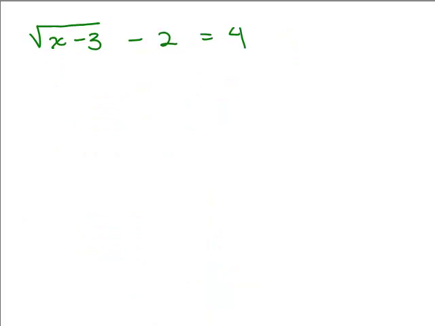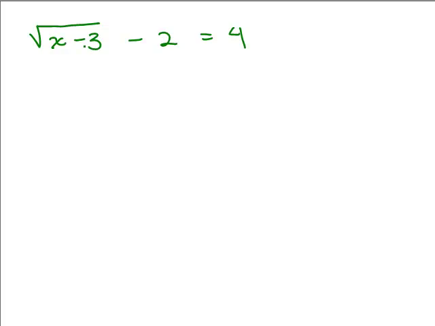All right, here's another problem. The square root of x minus 3, minus 2 equals 4. Well, the problem with trying to square both sides is I have a binomial on the left. You could think of this square root of x minus 3 as one term and then minus 2 as the second term. So if I square that, it actually becomes quite a mess.